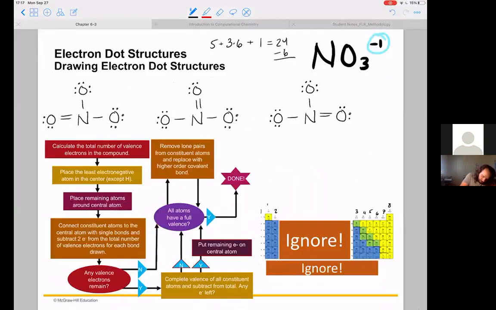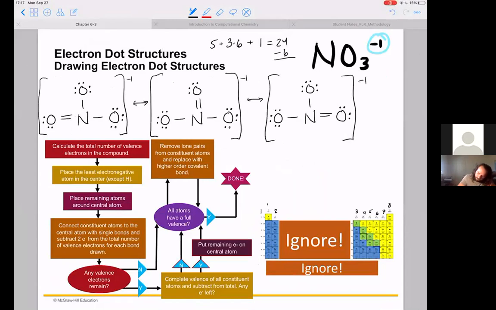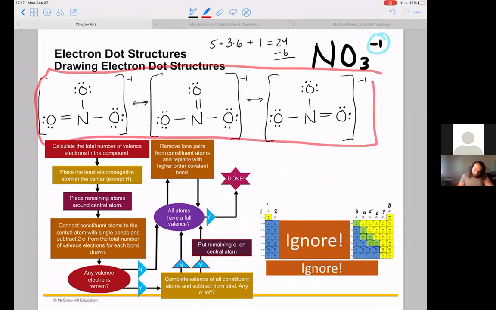Okay, and remember, these are all in resonance with one another with those 2-headed arrows. And again, because this molecule has a net charge, I need to be good about putting the brackets around it. Okay, so all of this together would be the correct answer for the Lewis dot structure of the nitrate ion.